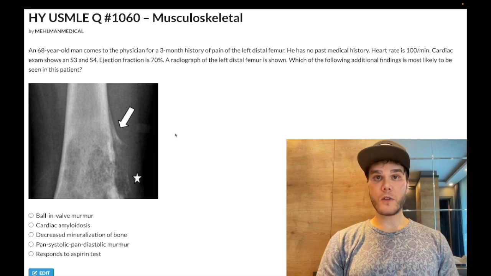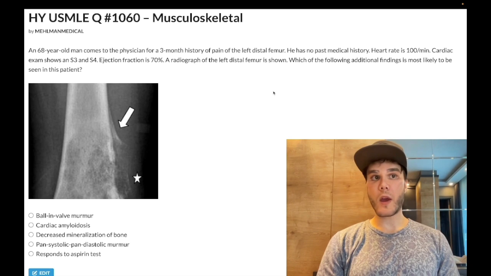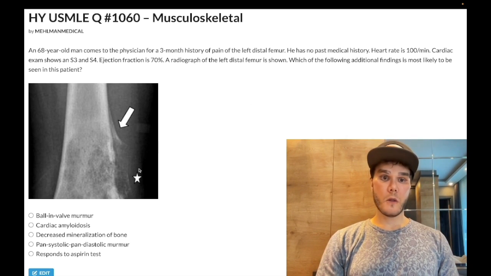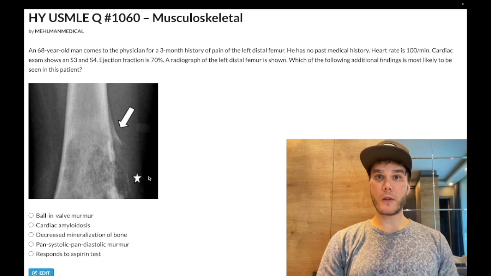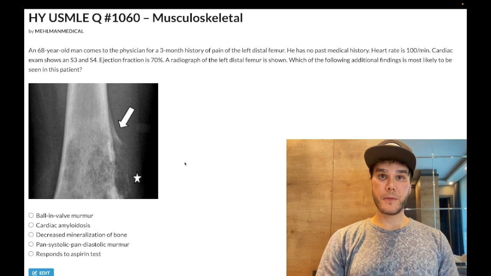If the vignette gives you 15 lines of nonsense and somewhere in there they tell you there is no subperiosteal/periosteal reaction, that's their way of telling you it's not osteosarcoma if you're not sure of the diagnosis. Star is our sunburst appearance, okay, spiculated new bone formation. So I'll talk about the diagnosis as we move through the clip.